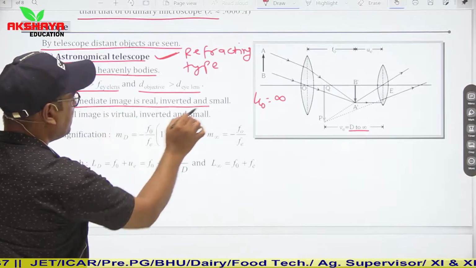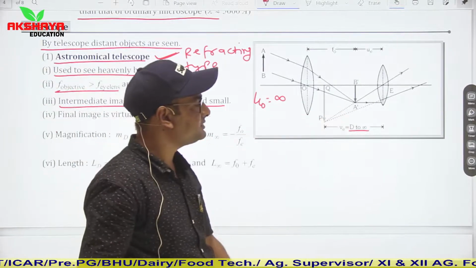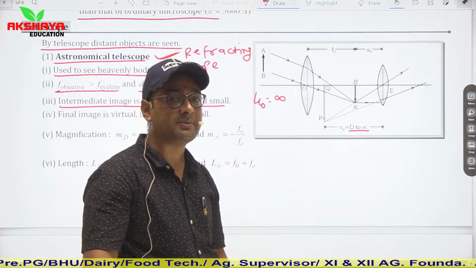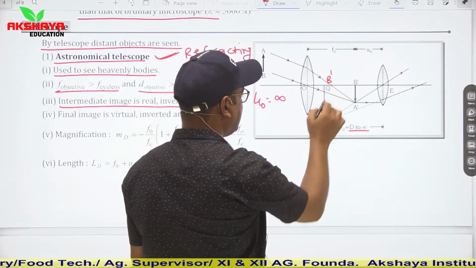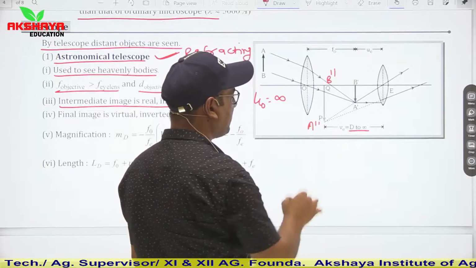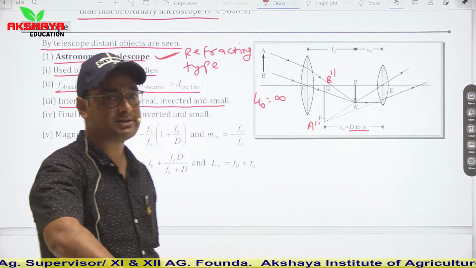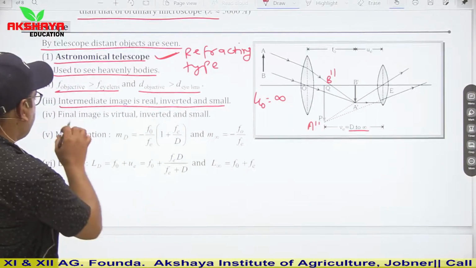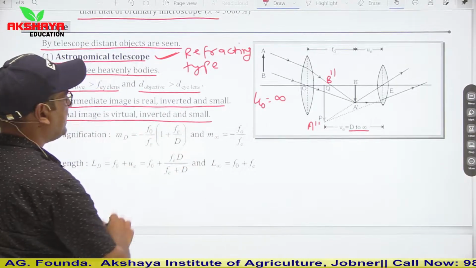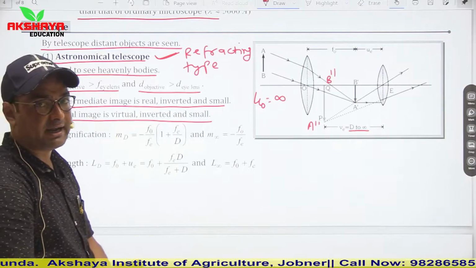Intermediate image is real, inverted and small. So you can clearly see A dash B dash is known as the intermediate image, and here B double dash A double dash can be considered as the final image, which is enlarged, virtual and erect with respect to the eye lens. So the final image is virtual, inverted and small.